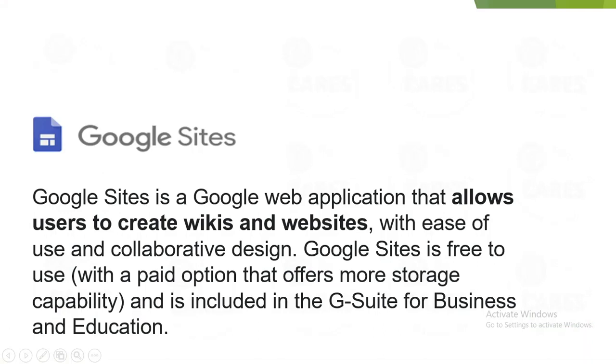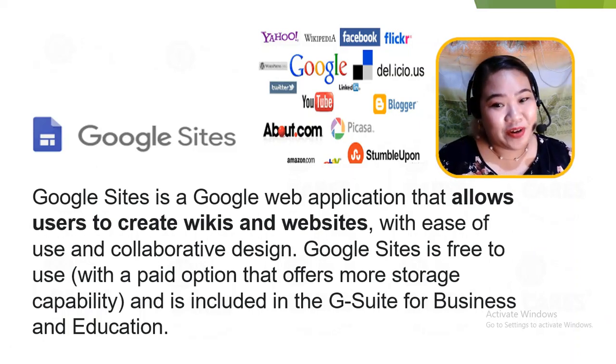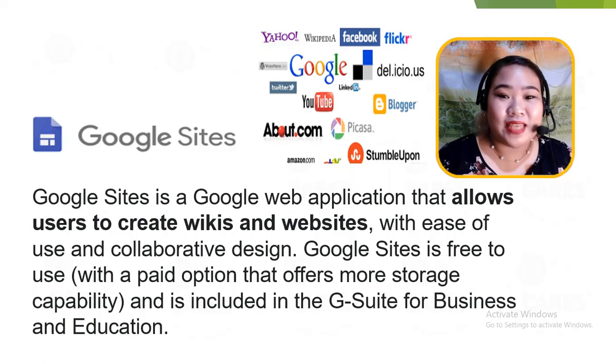Google Sites is a Google web application that allows users to create wikis and websites with ease of use and collaborative design. Google Sites is free to use with a paid option that offers more storage capability and is included in the G Suite for business and education. So just think about how Wikipedia or even the veteran Encarta works. If you are a fan of those websites, then with the use of Google Sites, you can create your own knowledge source in which your students can enjoy browsing.